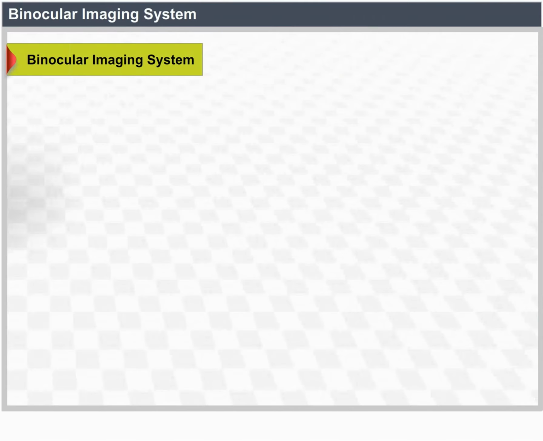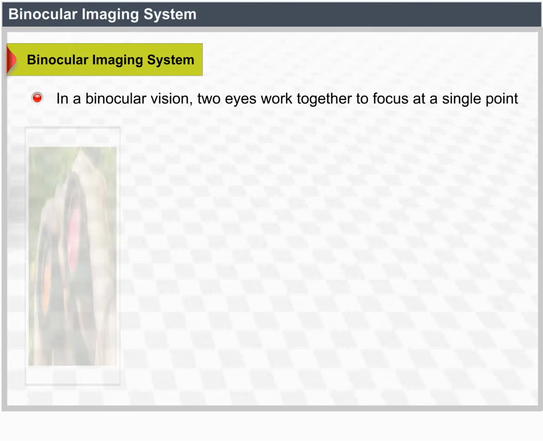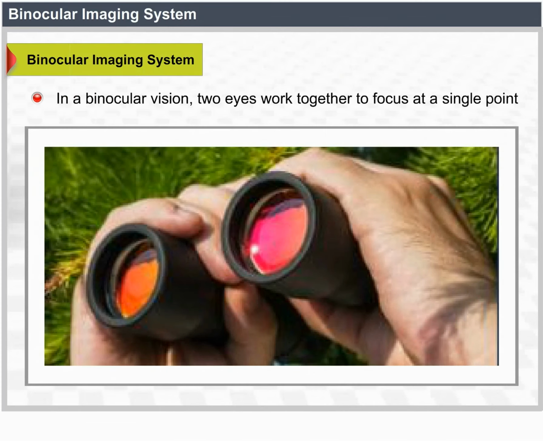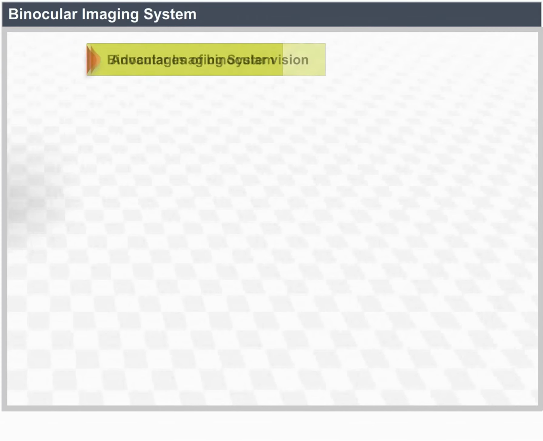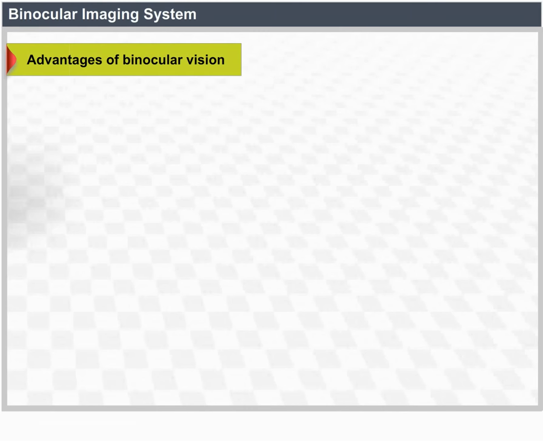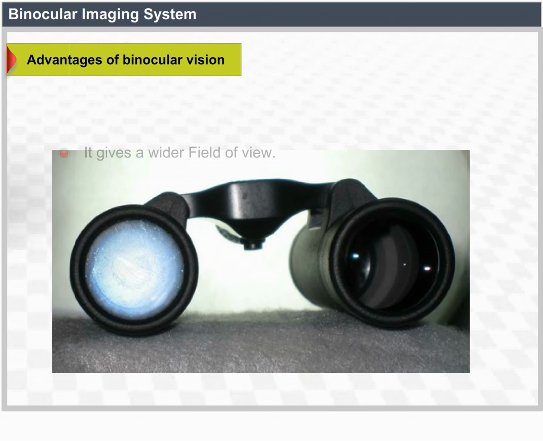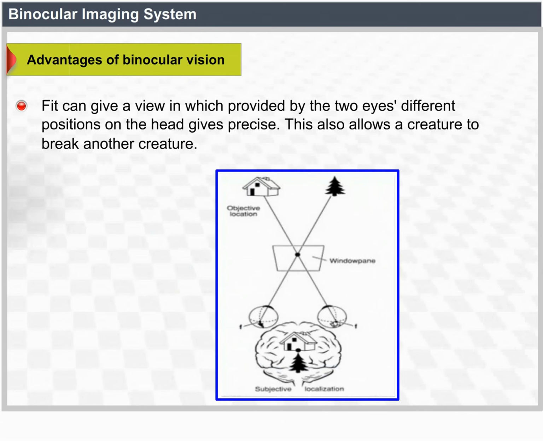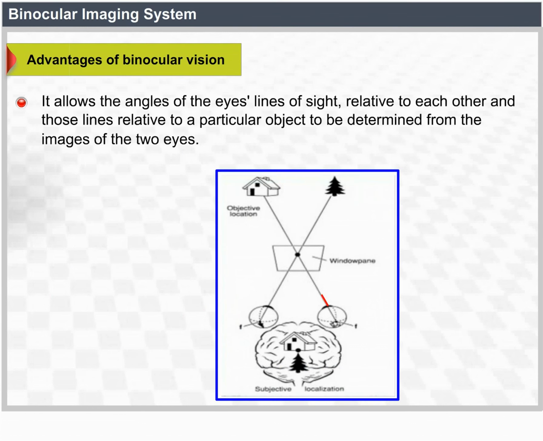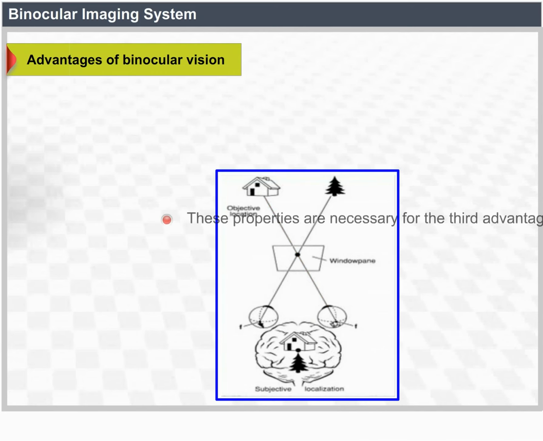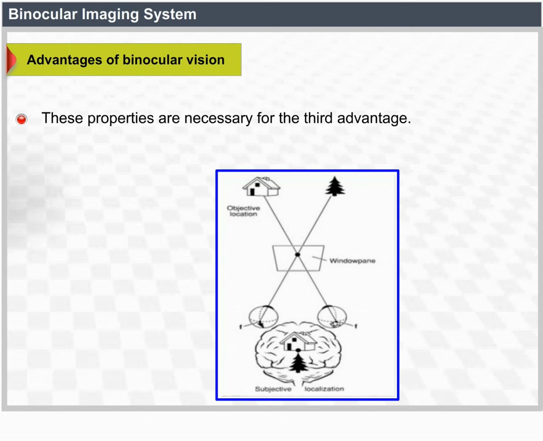Binocular imaging system. In binocular vision, two eyes work together to focus on a single point. Advantages of binocular vision: it gives a creature a spare eye in case one is damaged. It gives a wider field of view. It can give two eyes different positions. It allows the angles of the eyes' lines of sight relative to each other, and those lines relative to a particular object, to be determined from the images in the two eyes. These properties are necessary for the third advantage.